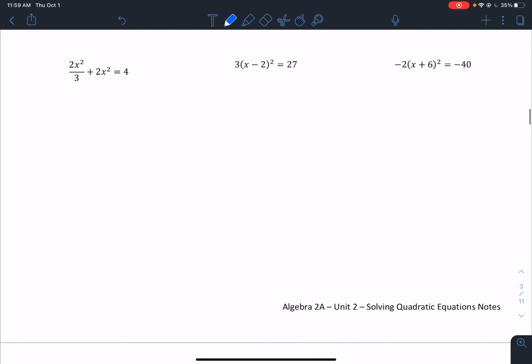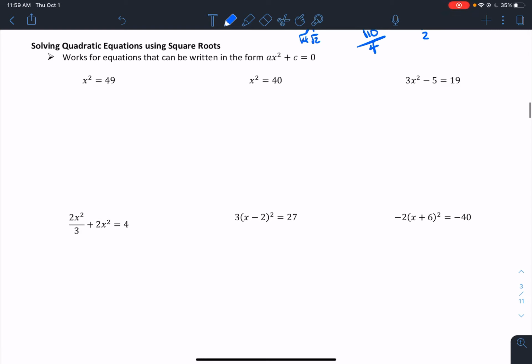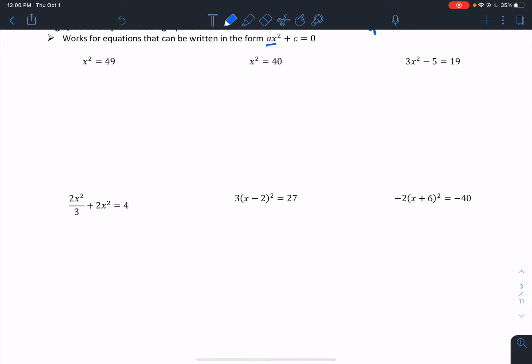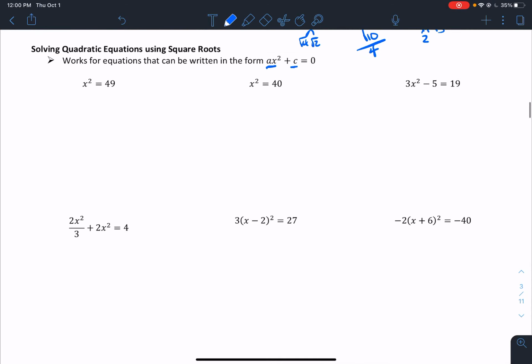We also want to be able to solve equations using square roots, okay? So, what we want to do is we can only do this when we have just a quadratic term and a number. We can't do it if we have a linear term. We want to get the thing that is being squared, the quadratic term, all by itself.